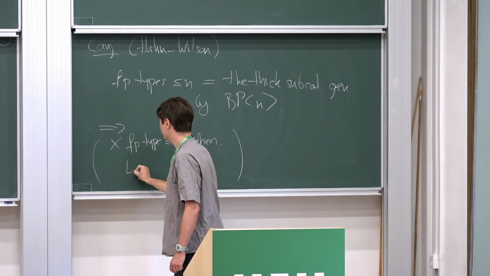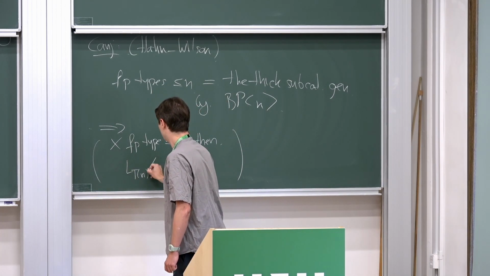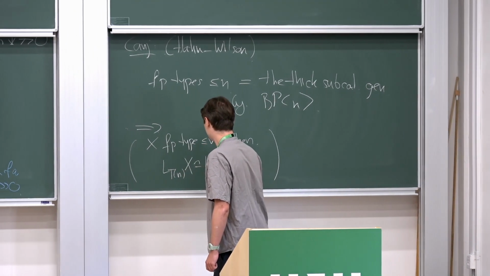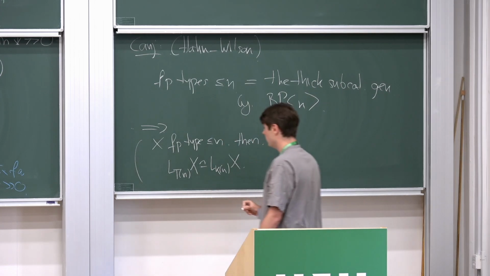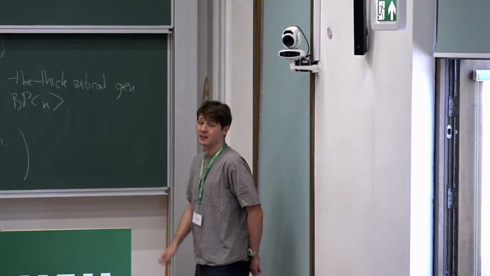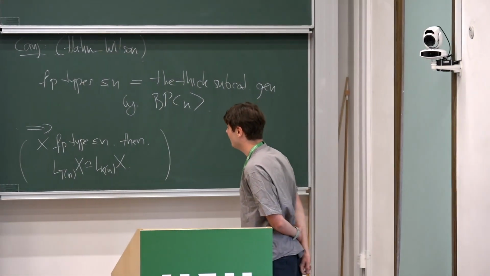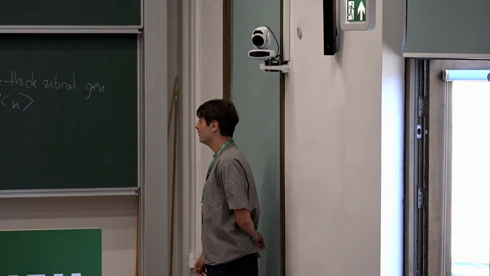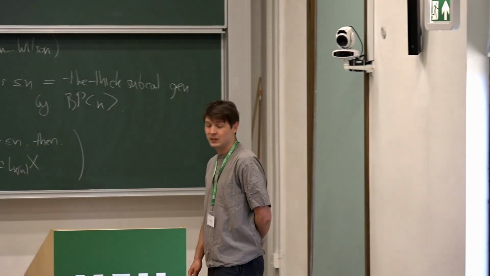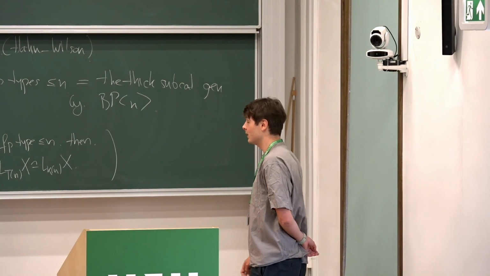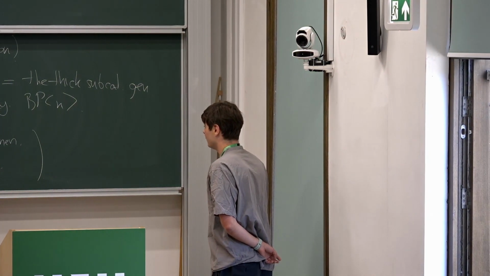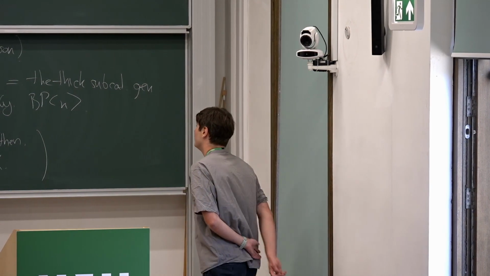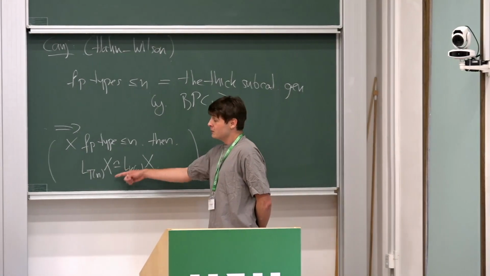Then the Tn localization of X is the same as the Kn localization of X. Which, of course, two years ago here in the UK in Oxford, at the conference right before the Newton Institute one, the negative solution to the telescope conjecture was announced by Burklund, Levy, Schlank, and Hahn. So this is not true in general.